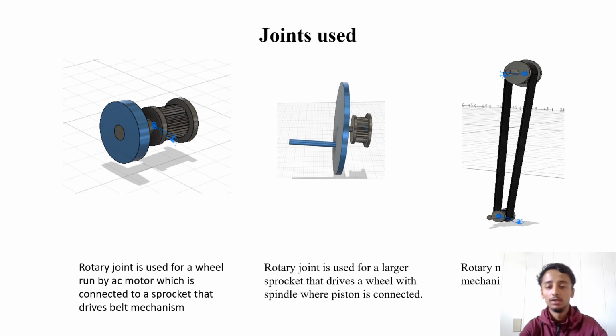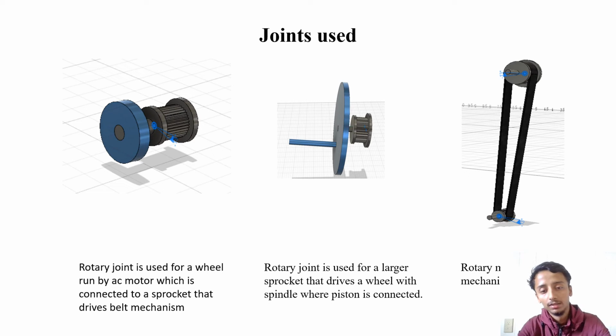We discussed the objectives, disadvantages, and the applications of the Scotch yoke mechanism. Now I'm going to describe how we designed the project mechanism in Autodesk Fusion 360. We discussed the components. Now for the joints, firstly, at the beginning we used a rotary joint which connects the AC motor with a small wheel that is used to drive the belt mechanism.